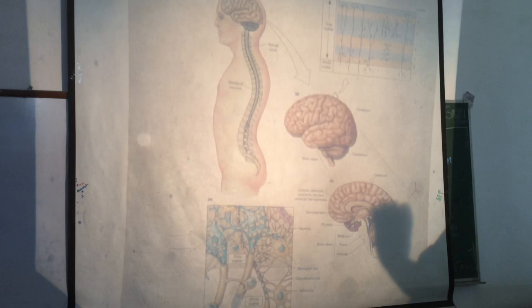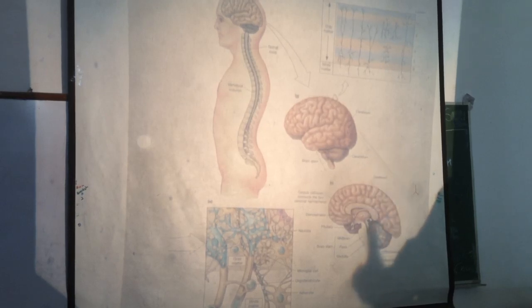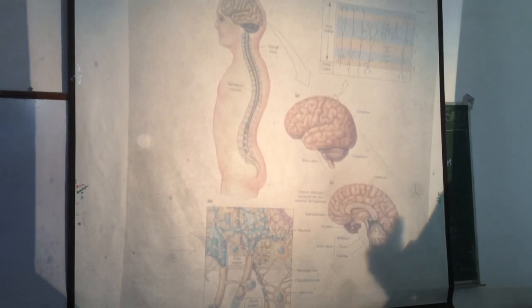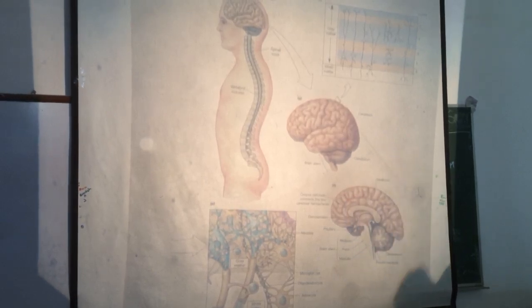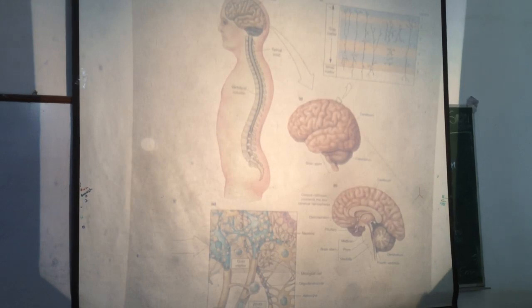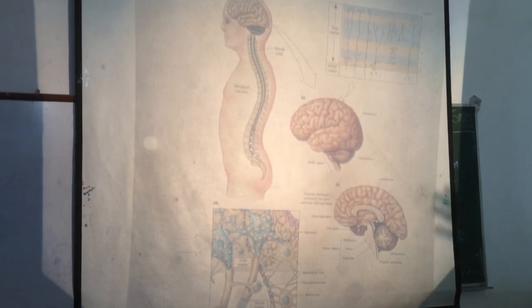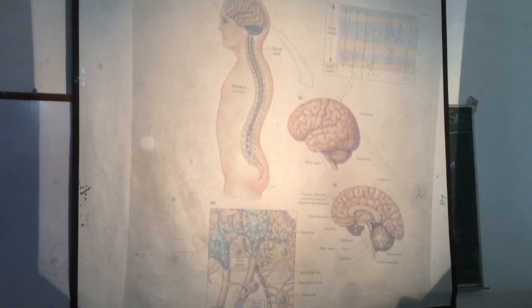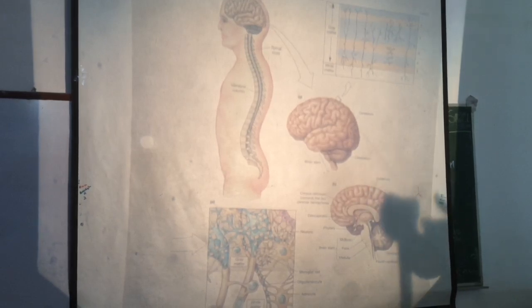I mentioned that the spinal cord is a cylindrical structure, but there are fusiform-shaped enlargements in the cervical and lower thoracic and lumbar regions. These are called the cervical and lumbar enlargements. Just below the lumbar enlargement, the spinal cord tapers.